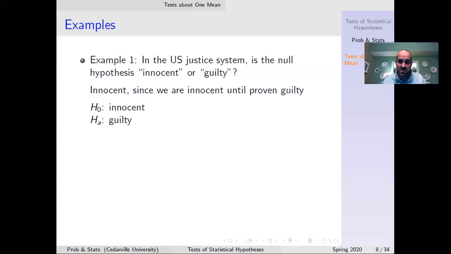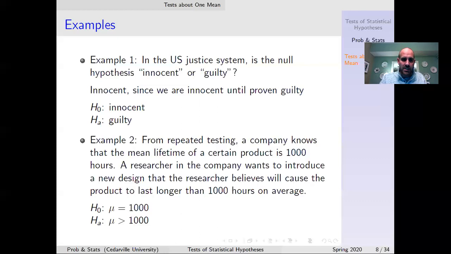So the null is innocent, the alternative is guilty, okay? And we'll return to this example later on when we talk about the sorts of errors that one can make when you're doing hypothesis testing. And essentially why it is that we set up a hypothesis test this way. Turns out that one kind of error is seen as much more egregious than the other type of error. Okay? And we'll talk about that a little bit in just a few minutes here.